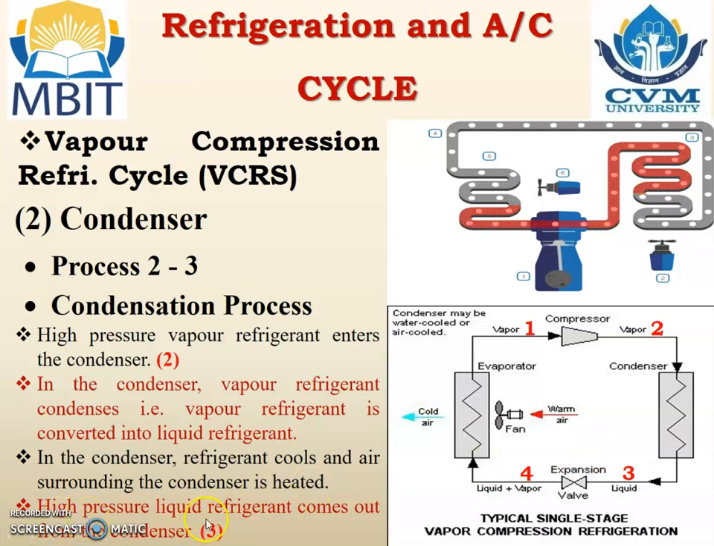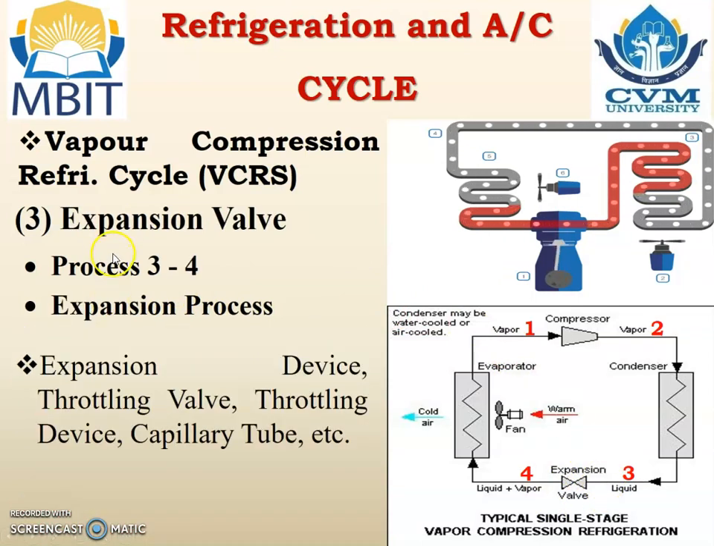High pressure liquid refrigerant comes out from the condenser. As in the condenser, vapor refrigerant condenses, or is converted into liquid. So what is coming out from the condenser? That is high pressure liquid. Now the next component is the expansion valve. In the expansion valve, process number 3 to 4 takes place, and the name of the process is the expansion process.